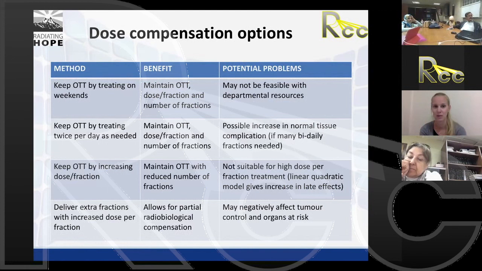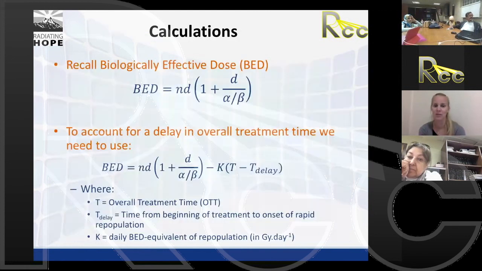as minimal as possible. So if we recall our radiobiological effective dose equation, and if we want to account for a delay in the overall treatment time, we'll need to use the expanded equation, which does take into account overall treatment time and the time to onset of rapid repopulation.